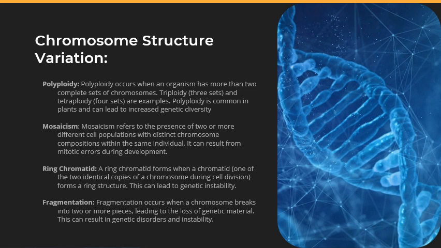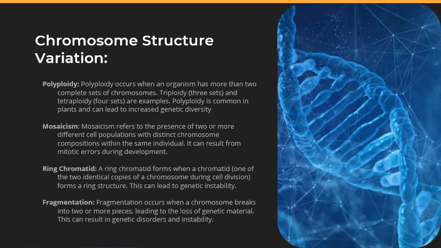So next, let's move on to mosaicism. Mosaicism is a genetic phenomenon in which an individual has 2 or more different cell populations with distinct chromosome compositions within the same individual body. This typically arises from mutations or chromosomal abnormalities that occur during early embryonic development. These genetic changes may affect some cells, but not others, leading to the presence of genetically distinct cell populations.